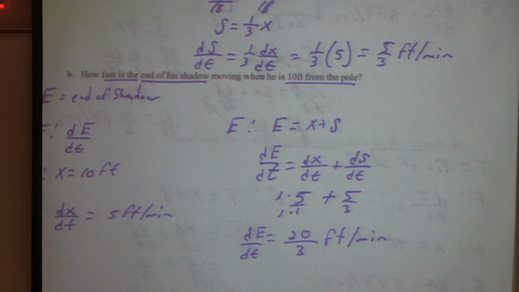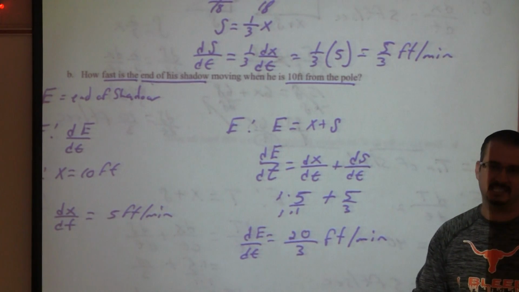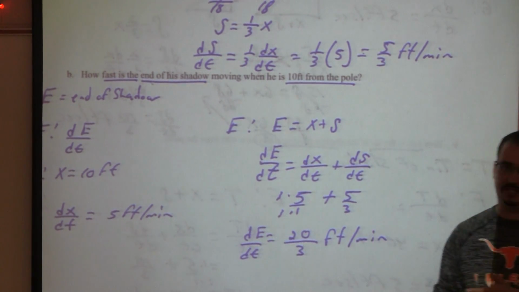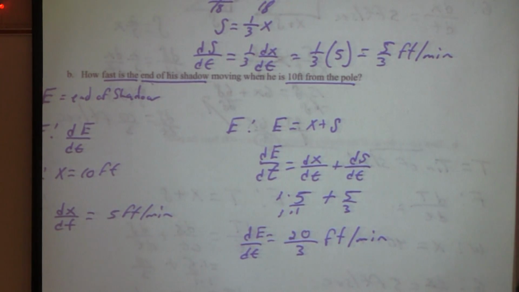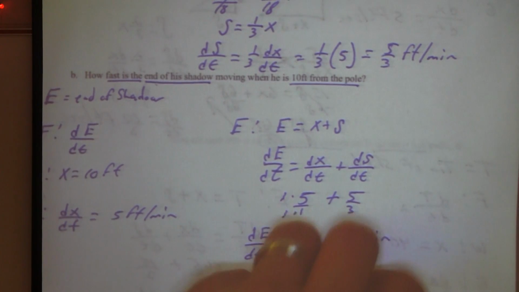We okay with shadow problems? You got it? So that's how they ask shadow problems. They either ask how the length of the shadow is changing or how the tip of the shadow is changing. They won't ask you anything else. They might ask at what rate is the person walking, but if they ask that, then they give you the rate at which the shadow is changing. They'll set it up for you so that way you know one or the other to solve for. Cool? Alright, let's move on.